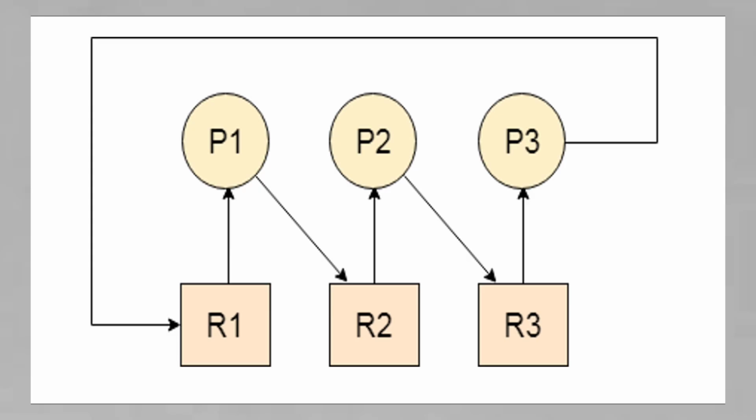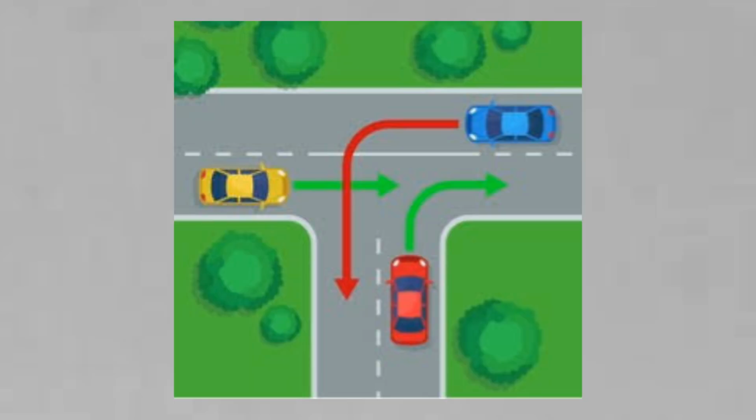Looking at the diagram above, this diagram shows a deadlock where process 1, process 2, and process 3 are each holding one resource and waiting for another, creating a cycle that prevents all the processes from proceeding. For example, traffic jam at an intersection.